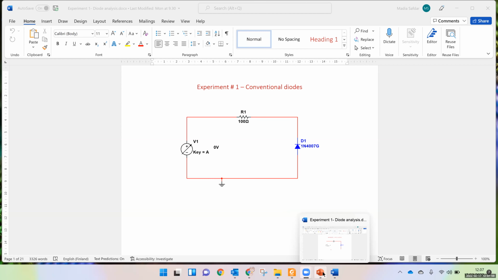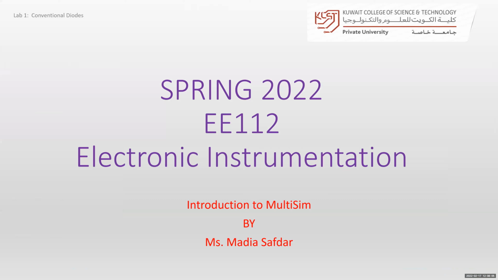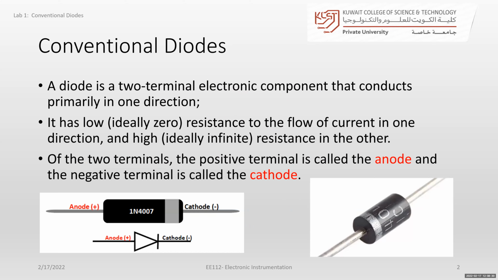Can you see my screen? Yes. So this is today's lecture. Actually, I had an emergency family problem, so that's why I'm taking this class online, but it had to be on campus. Next week, inshallah, we will have it on campus. So today we are going to perform the simulation experiment for experiment number 1, and I will explain what a diode is and what its characteristics are.